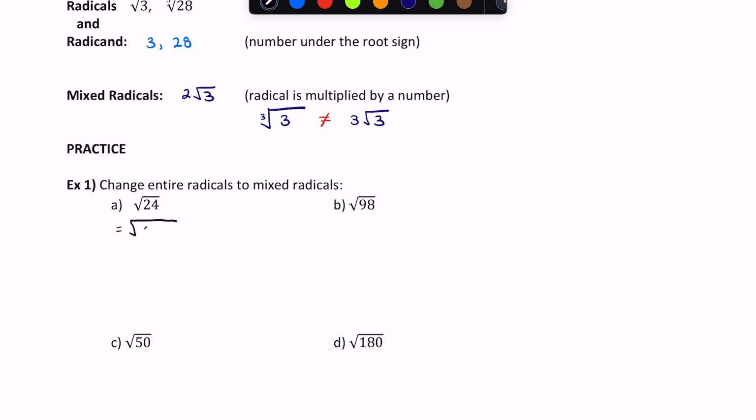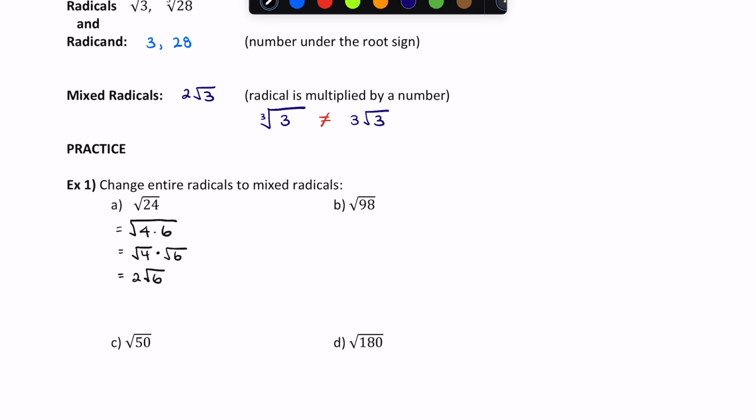If we think about it, we can do 4 times 6, and 4 times 6 would give us 24. And 4 is a perfect square. So we can write it as two separate radicals that are being multiplied to each other: square root 4 times square root 6. We know that the square root of 4, because it is a perfect square, will be 2, and we'll be left with square root 6. So here we converted from square root 24 to 2 square root 6.